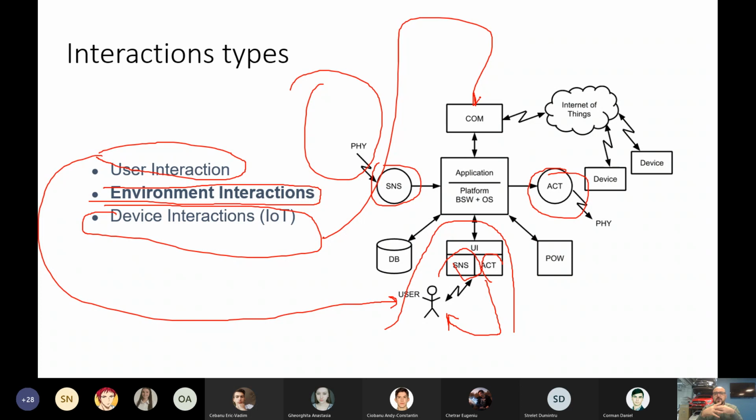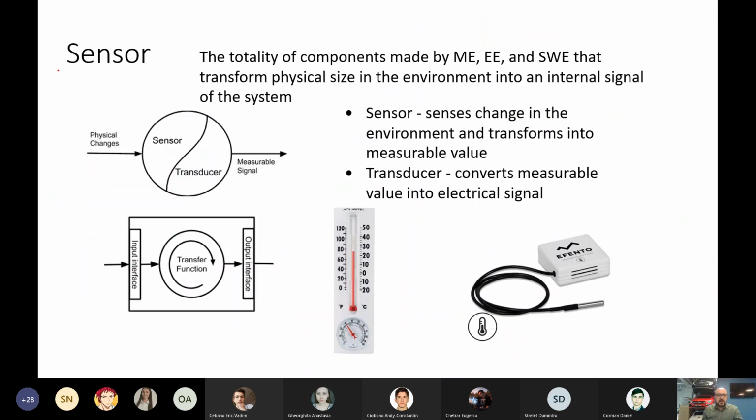So the most important, the biggest challenge of sensing, and of actuating too, is the interaction with the environment. We want to read the physical environment, and after that we want to provide some reports or action depending on that. So let's have a short definition of what a sensor is.